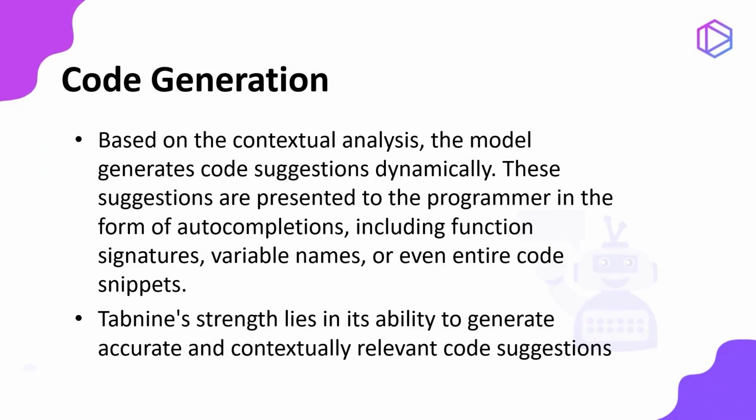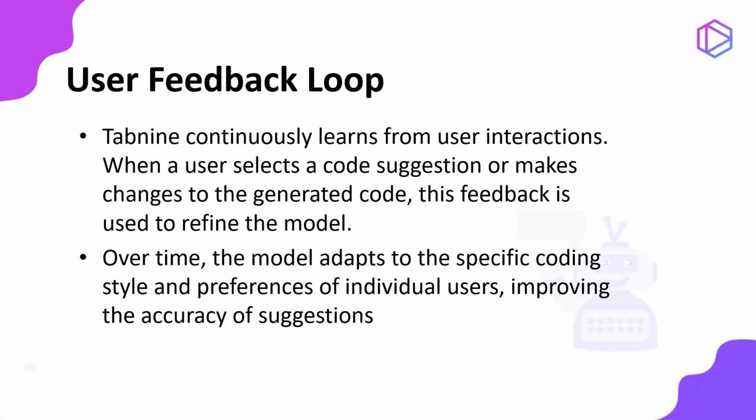Code generation based on the contextual analysis. The model generates code suggestions dynamically. These suggestions are presented to the programmer in the form of auto-completions, including function signatures, variable names, even entire code snippets. If you use the professional and enterprise versions, blocks of code are generated by Tabnine. If you use the starter version, it provides line-by-line suggestions. Tabnine's strength lies in its ability to generate accurate, contextual and relevant code suggestions.